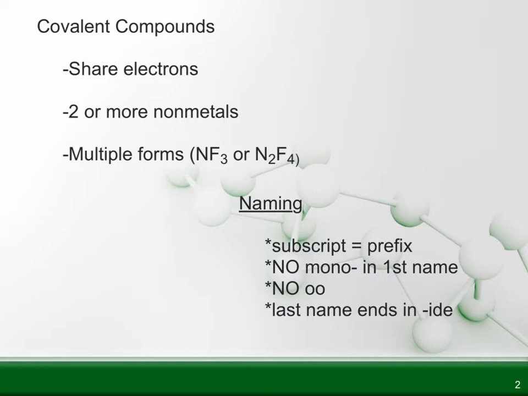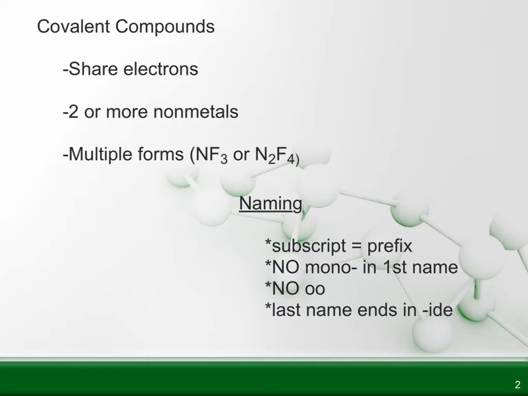And unlike the ionic compounds, which have a very specific ratio in the formulas that they can create, covalent compounds have multiple forms. So we could see nitrogen and fluorine bonding together in more than one way, whereas sodium and chlorine for an ionic compound can only bond in one specific way.